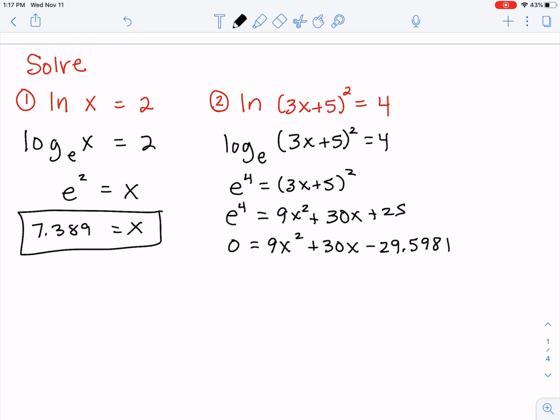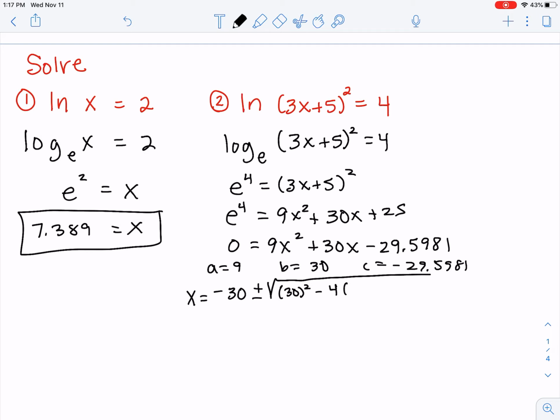Okay? Well, I have a quadratic. How do you solve a quadratic? Well, since I got some decimals in there, it looks like quadratic formula is going to be it. So A is 9, B is 30, and C is this negative 29.5981. I have x equals negative b, 30, plus or minus square root of, that's 30 squared, minus 4 times a times c, all over 2 times a.